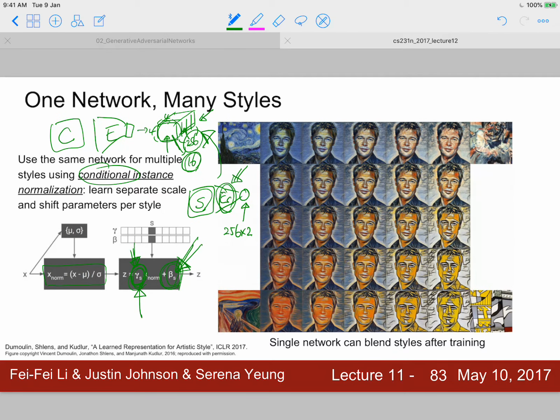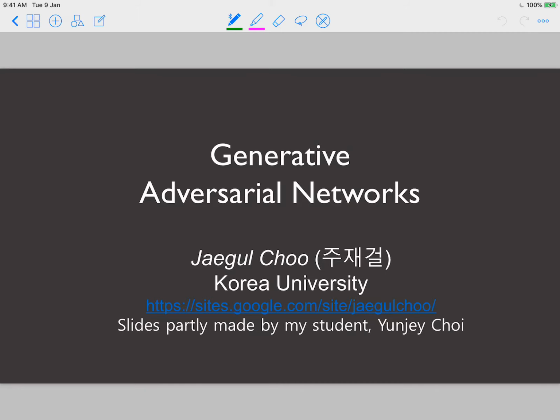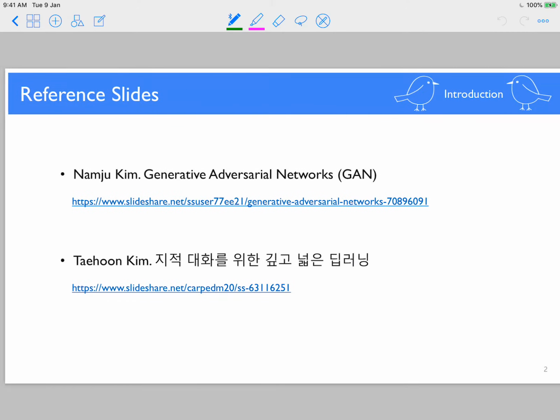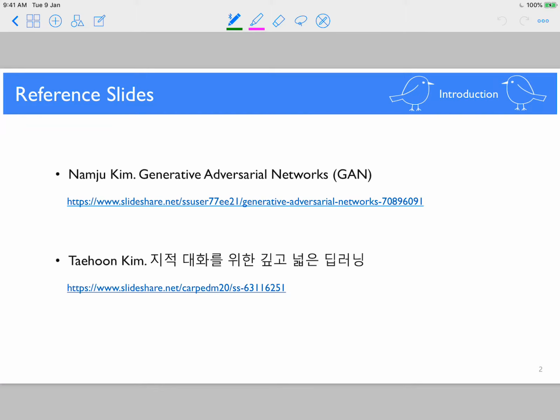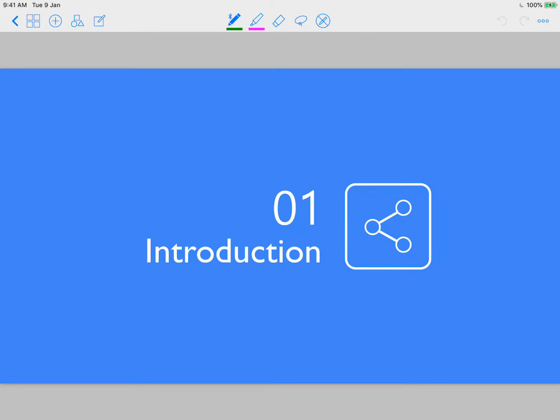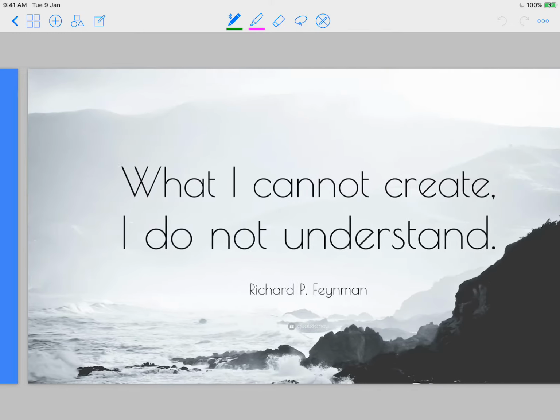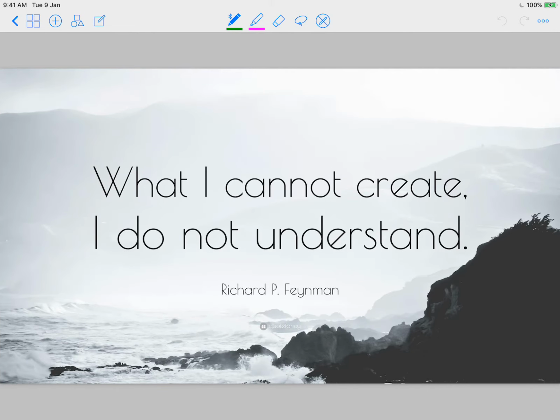So that's it for chapter 12, and then we will move on to the last chapter of generative models. There are so many video lectures or tutorials that you can use to study this topic. I'll quickly go through the contents that I prepared.